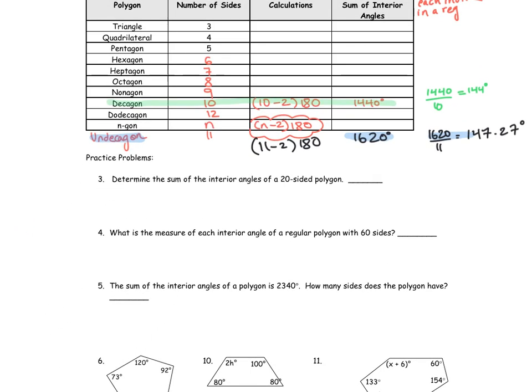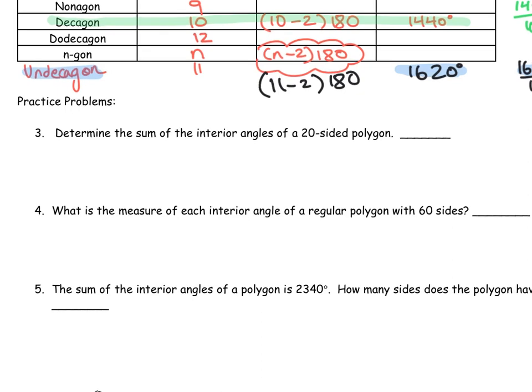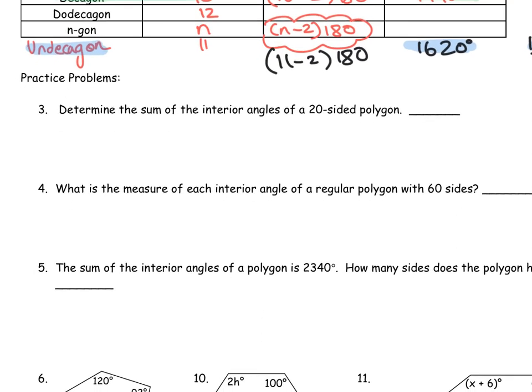Now let's go ahead and see how they can ask us different practice questions. So let's start on number 3. Determine the sum of the interior angles of a 20-sided polygon. So this polygon has 20 sides. And then what I do is I start with the rule n minus 2 times 180. They want the sum of all the interior angles. So the number of sides is 20. So 20 minus 2 times 180. So that would give me, if I put that in the calculator, 3,240 degrees.